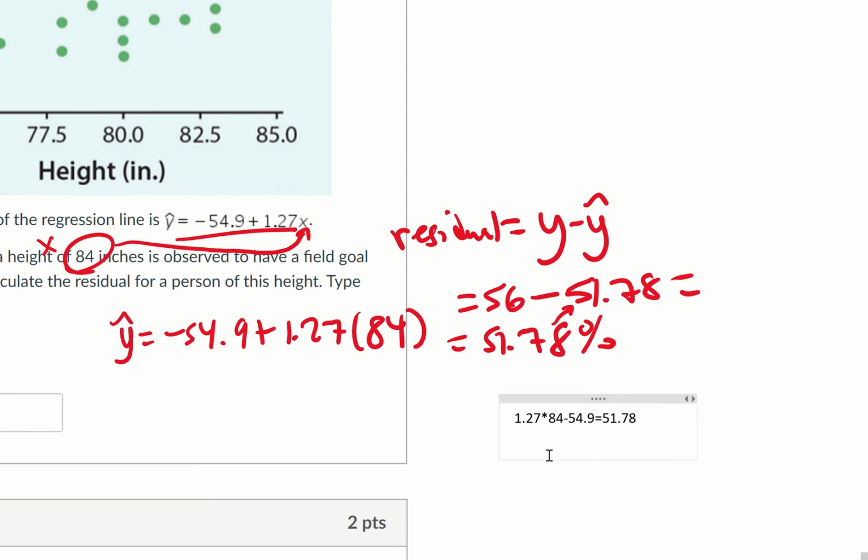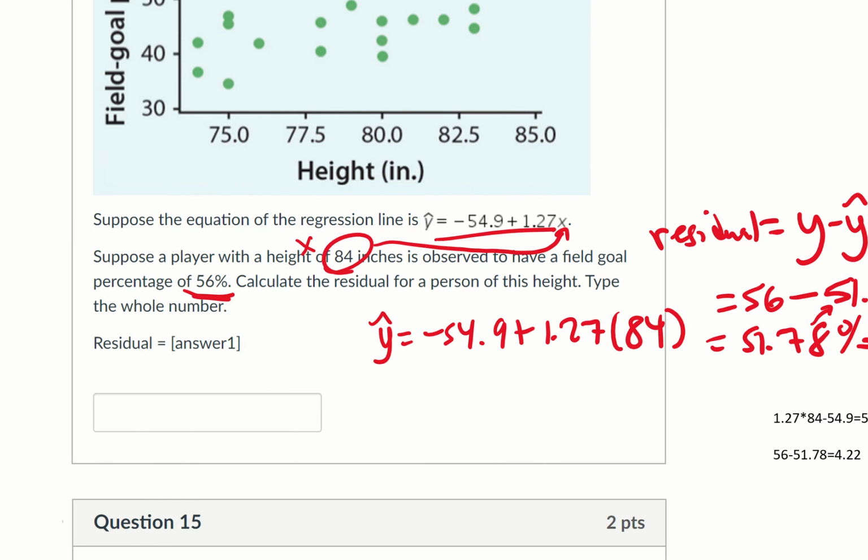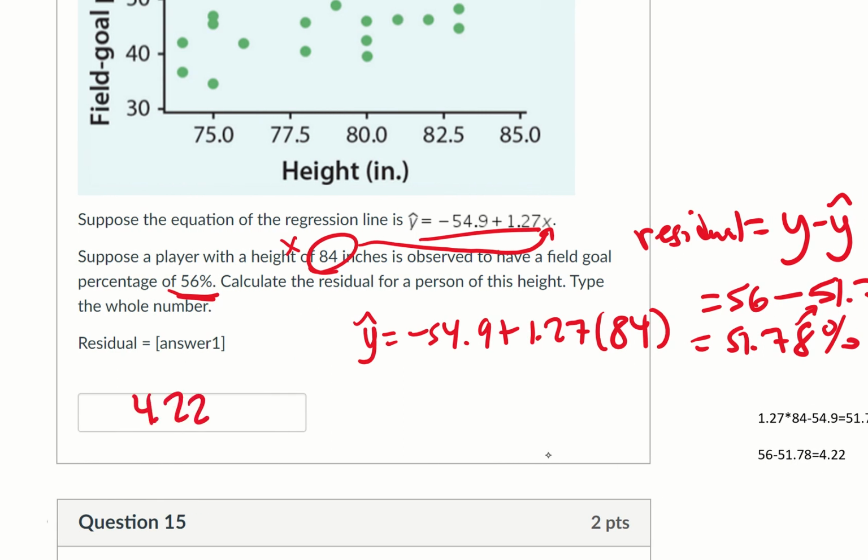And so it looks like we actually underestimated what the field goal percentage would be. And therefore the residual is going to be positive. And so it turns out it's going to be positive 4.22. Right? And this residual is, in this case, a percent, but you don't have to type in percent, just type the number.